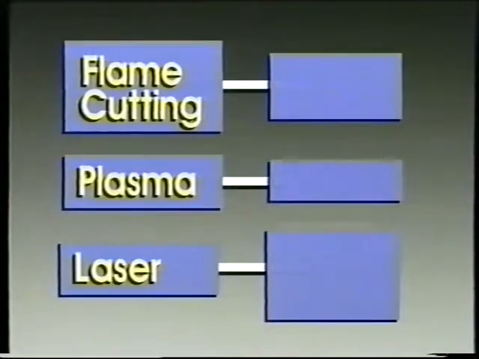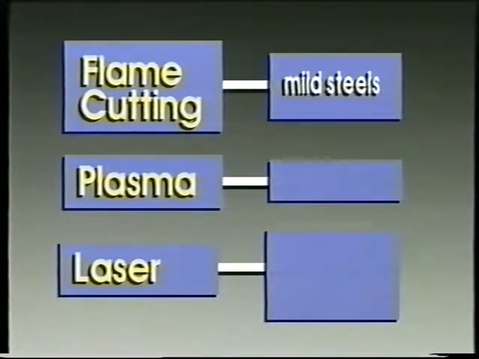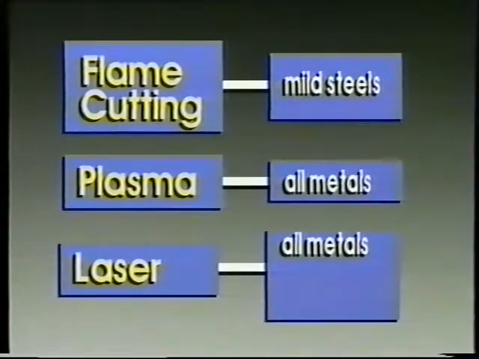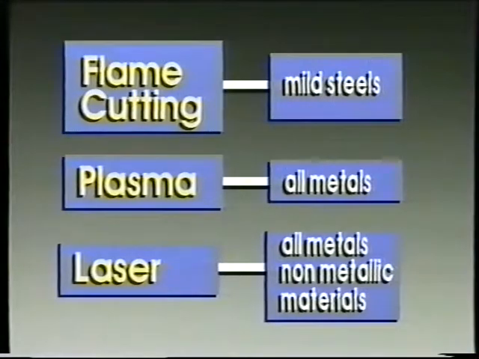Which materials are best suited to the different methods? Gas cutting is used exclusively for mild steels, while plasma and laser cutting can be used for all metals. Laser is also used for non-metallic materials. The increased use of stainless steels and aluminium will therefore lead to a wider use of plasma and laser.